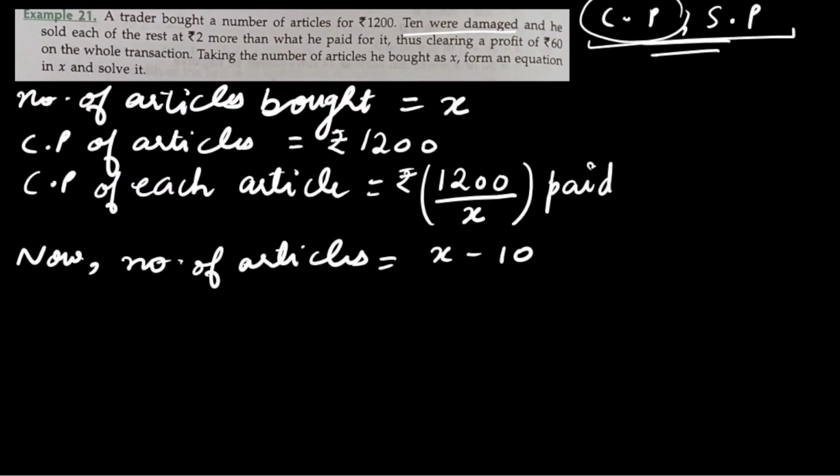So now what should be the total cost? Here we know total cost we also find by multiplying the number of articles into the cost of each. So how much will we get? Now the number of articles, how many do we have? X minus 10. And what is the cost of each? Cost of each is 1200.